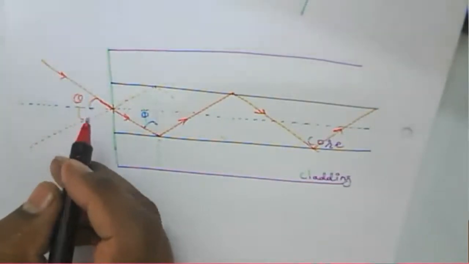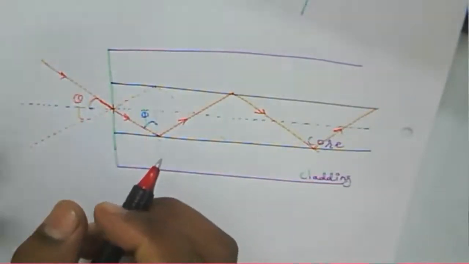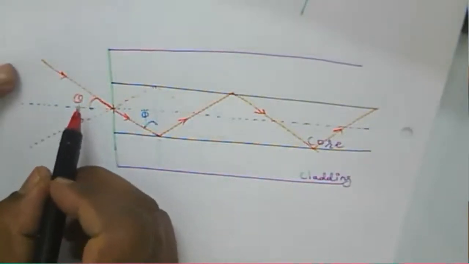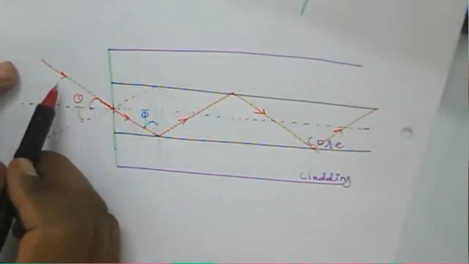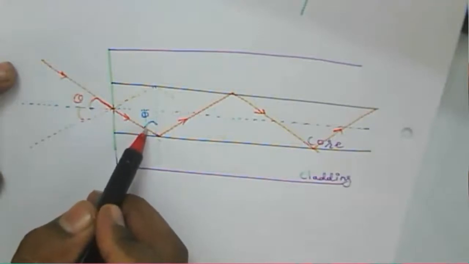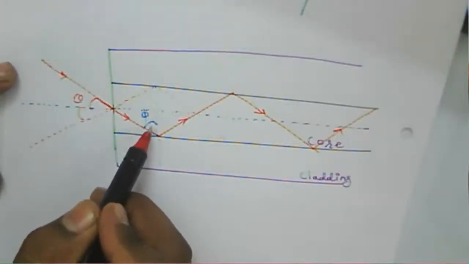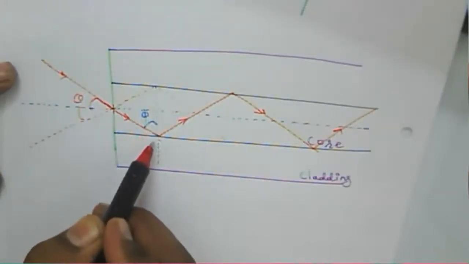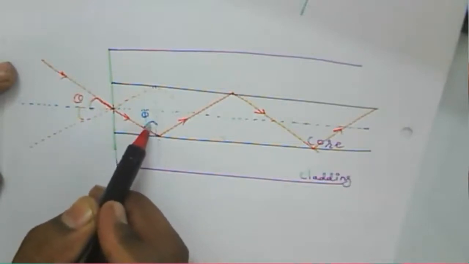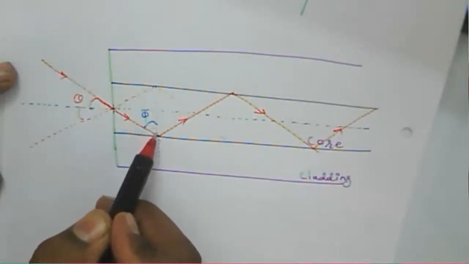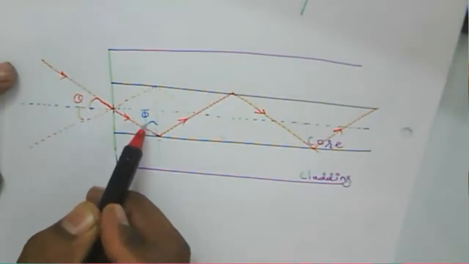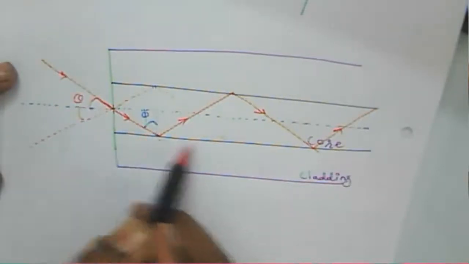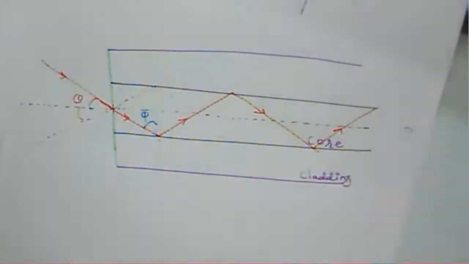What we are saying here is, when we launch light inside a fiber, the rays that make an angle with this core and cladding boundary greater than the critical angle, then and only then your light is propagating through the fiber.